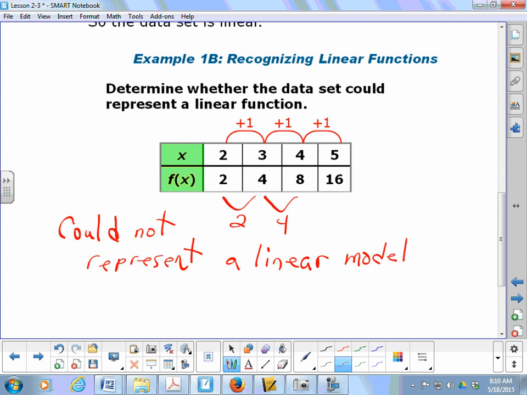What kind of a model is that? Anybody know? Okay. This would be an exponential model because they are doubling each time. It's called exponential.